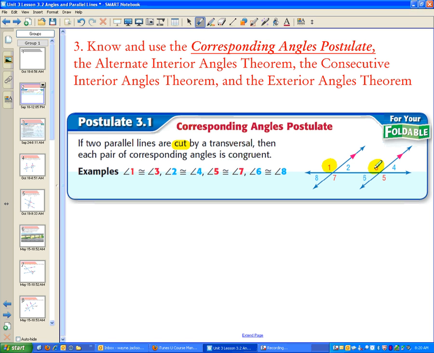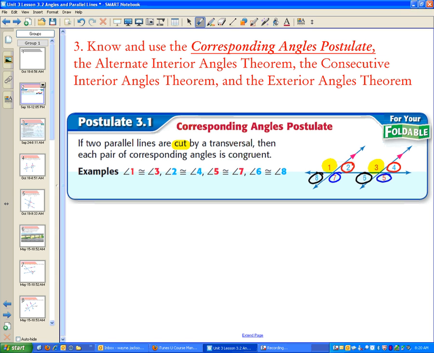And now that the lines are parallel, we have some special things that we need to notice. So, since the lines are parallel and they're cut by a transversal, then each pair of corresponding angles is congruent. So angle 1 is congruent to angle 3. Angle 2 and angle 4 are a pair of corresponding angles. So angle 2 is congruent to angle 4. Angle 7 and angle 5 are a pair of corresponding angles. So angle 7 is congruent to angle 5. And angle 8 and angle 6 are a pair of corresponding angles. So angle 8 is congruent to angle 6.